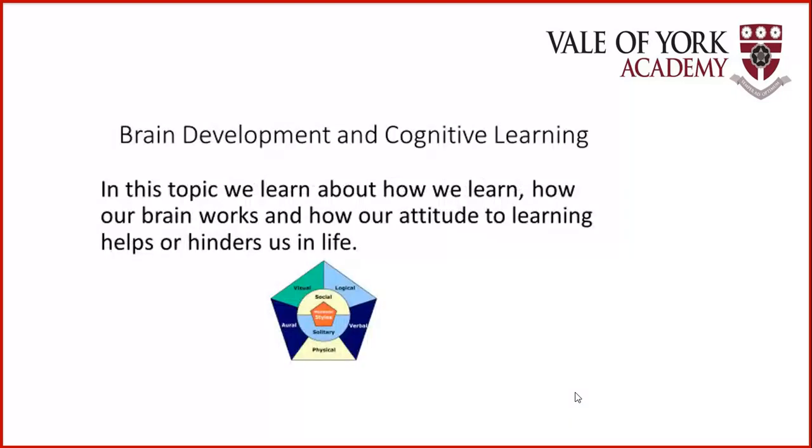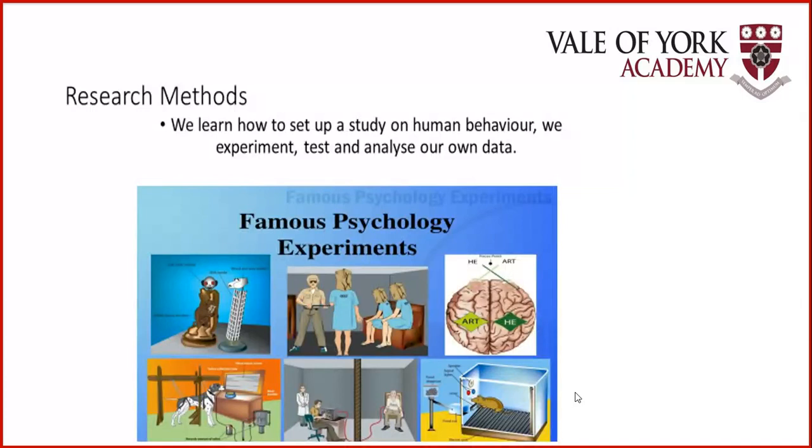Then we move on to brain development, which is about cognition, our ability to learn, our ability to understand things, take on information as we move through from early childhood into adulthood is the main focus there.